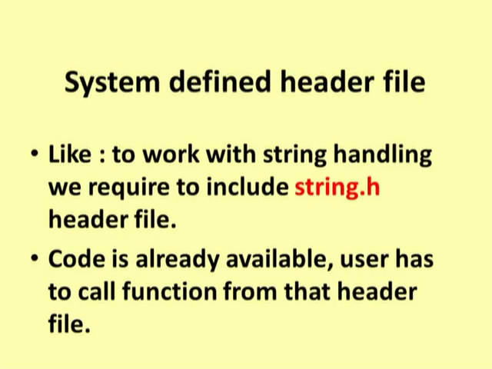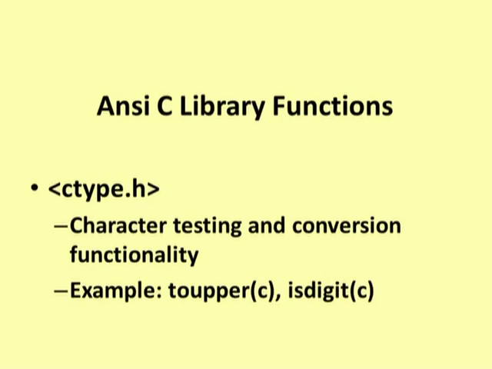Like, to work with string handling, we require the include string.h header file. The code is already available and the user has to call only the function from that header file, meaning no need to write the function code. The function code is already available as a library routine in a header file, and we have to use that code only. Clear?